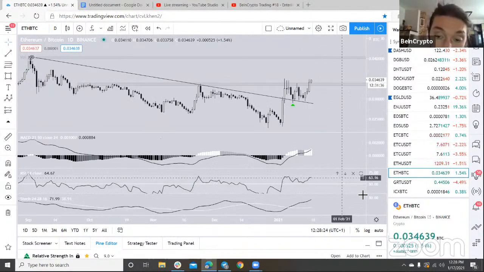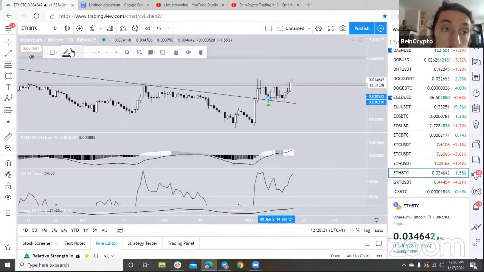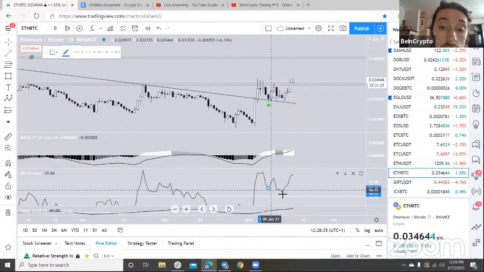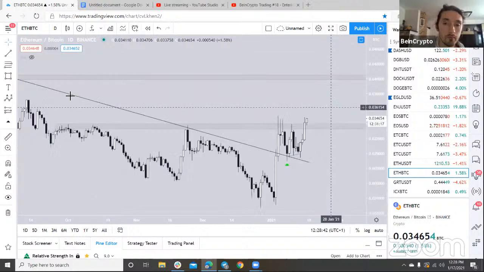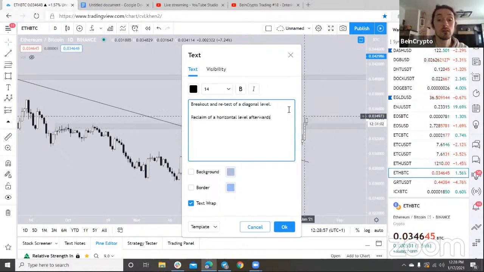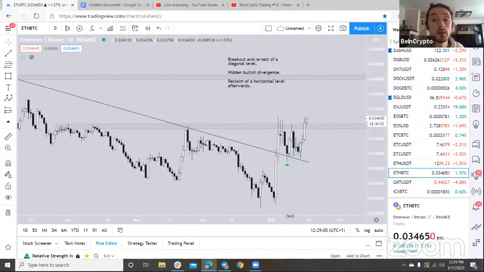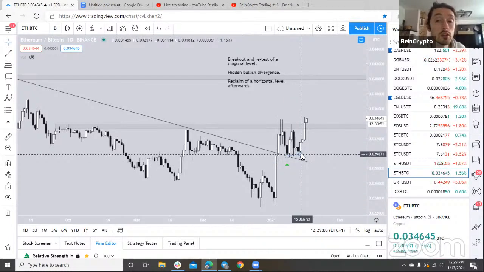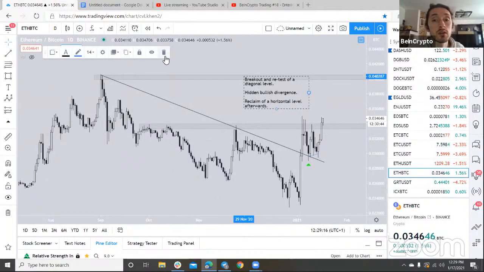What's another good sign here is this hidden bullish divergence. So slightly higher high. These are very, very strong continuation signs. So yeah, I'm pretty sure it will move up to here as Bitcoin. So basically what we have here is a breakout and retest of a diagonal level, reclaim of a horizontal level afterwards. No, sorry, hidden bullish divergence, and then we have the reclaim of the horizontal level. So retest is here. The second one is the hidden bullish divergence, and then we have a reclaim of the horizontal level. Indicators also look bullish, so in my opinion, the ETH Bitcoin pair is pretty bullish.